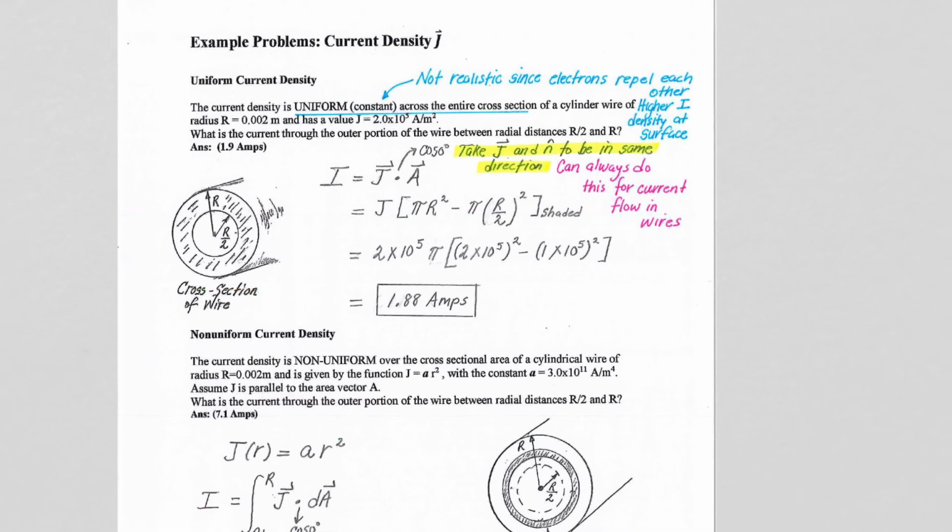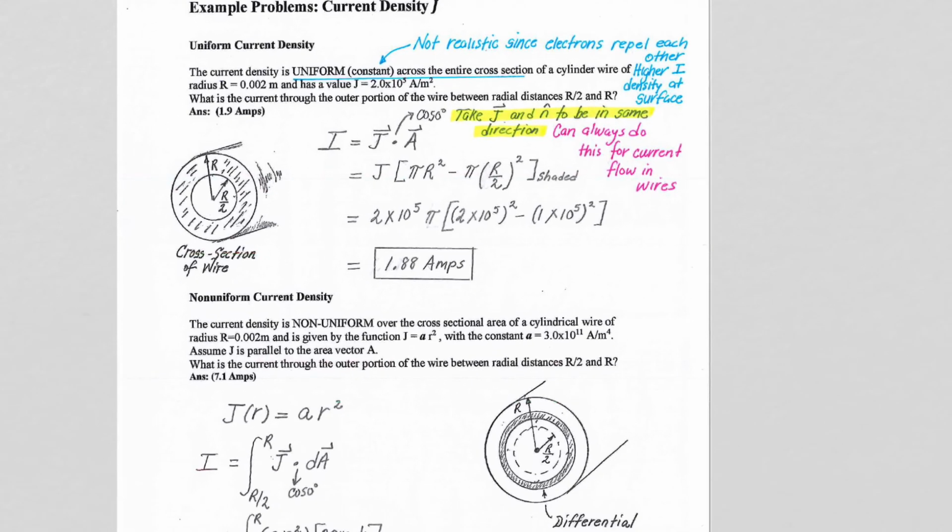Okay, so here we have our solutions. Again, the shaded area only. Take the full area, subtract out the center portions. That gives you only the shaded area when you plug in the 0.002 meters for the radius. Hopefully you can get the math correctly into your solution and get the 1.88 amps and round it to 1.9.